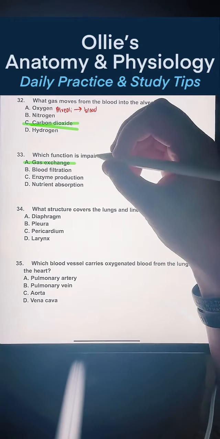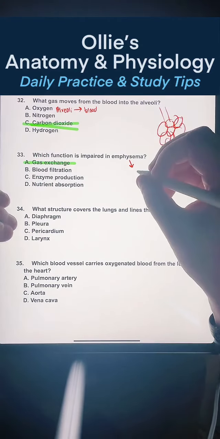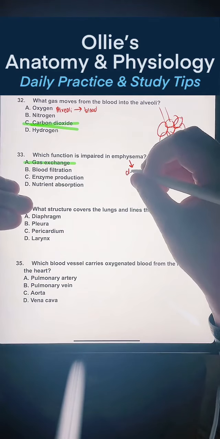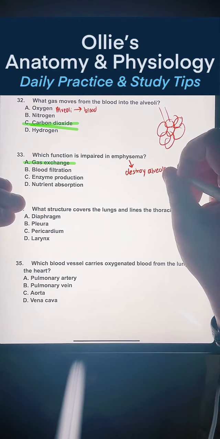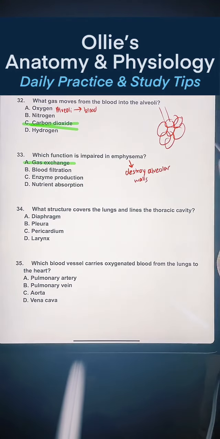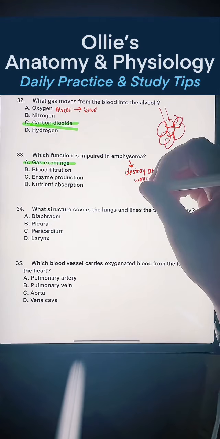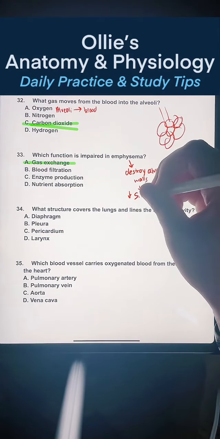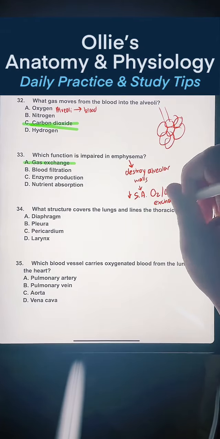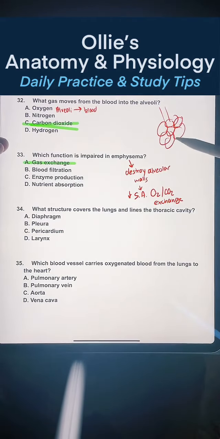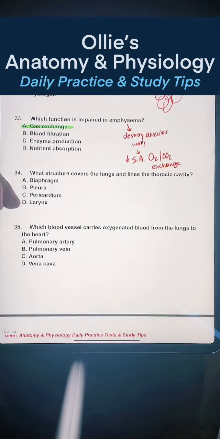It is gas exchange. So emphysema is essentially what's going to destroy the alveolar walls. And again, we just talked about the alveoli is the site of gas exchange. But what it does is it reduces the surface area for the oxygen and CO2 exchange, which is our gas exchange. So emphysema destroys alveolar walls, reducing the surface area for oxygen and carbon dioxide exchange. So the answer is gas exchange.